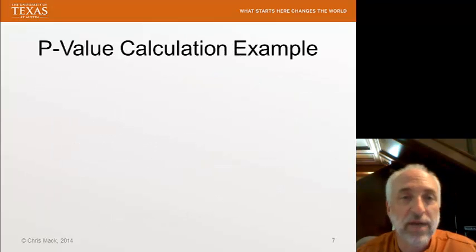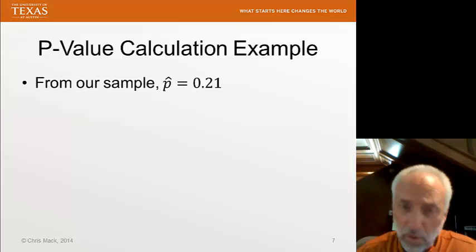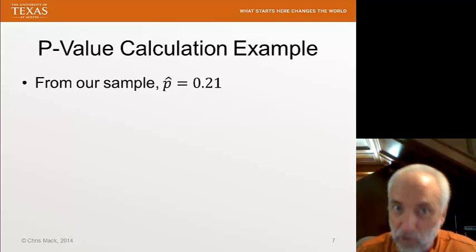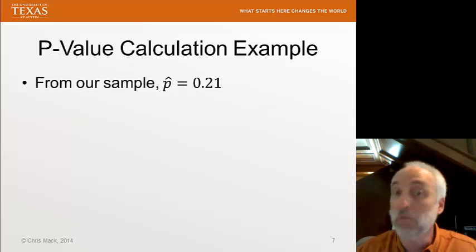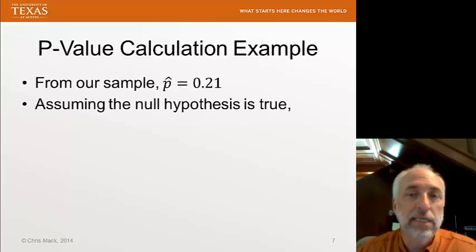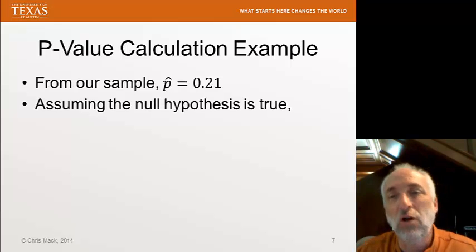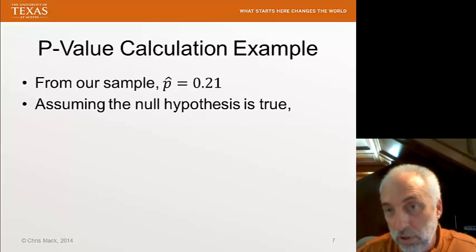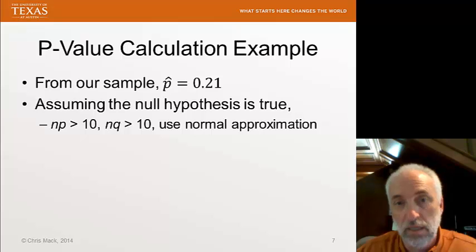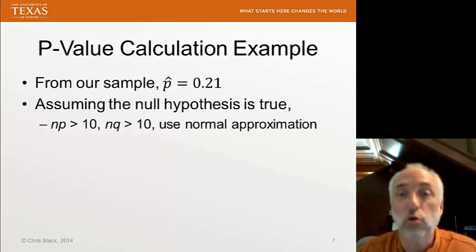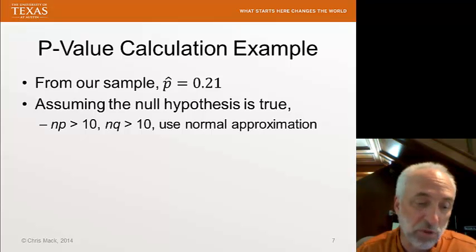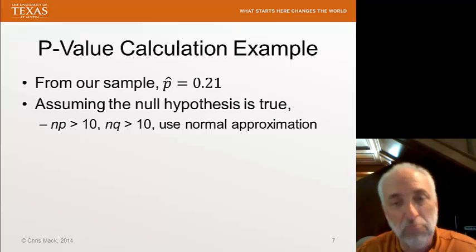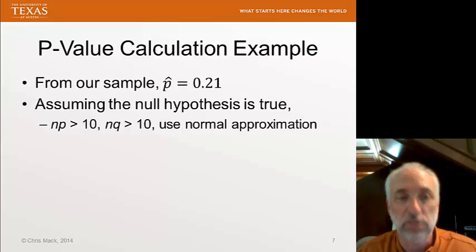So let me give you an example of how to calculate a p-value. From our sample, I told you that our sample proportion was 0.21. 21% of UT students smoke in my 100-person sample. Now, if we assume the null hypothesis is true, then let's check whether or not the normal approximation could apply to our binomial distribution. This is a proportion. You're either a smoker or you're not, binary. Therefore, all of our data will follow a binomial distribution.